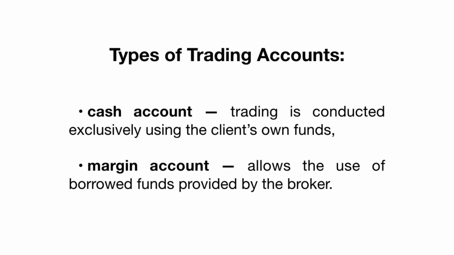Cash account: trading is conducted exclusively using the client's own funds. Margin account: allows the use of borrowed funds provided by the broker. Within this course, the primary focus is on understanding the cash account as the foundational and more conservative entry point into the market. As an example, we will look at the process of opening a brokerage account with Charles Schwab. The procedure is very similar with most brokers.